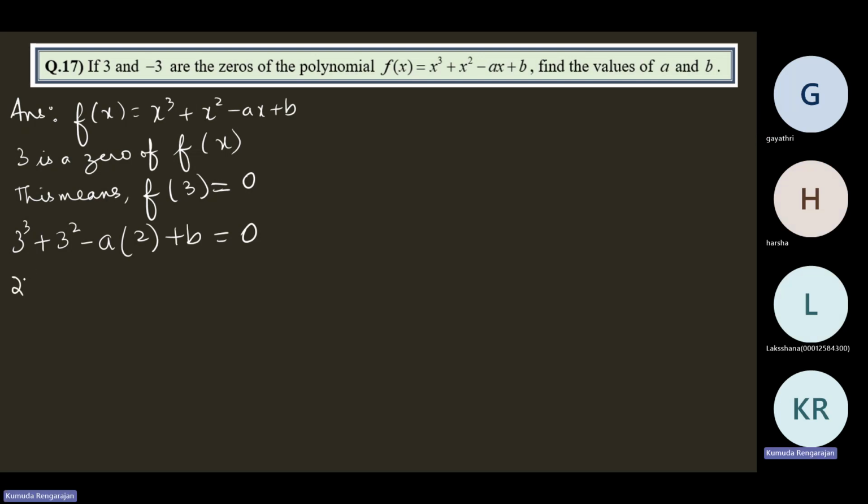That's 27 plus 9 minus 2a plus b equals 0. 27 plus 9 is 36 minus 2a plus b is equal to 0. So have the unknowns a and b on one side, minus 2a plus b. Transpose 36, so it comes to the other side as minus 36. This is the first equation.